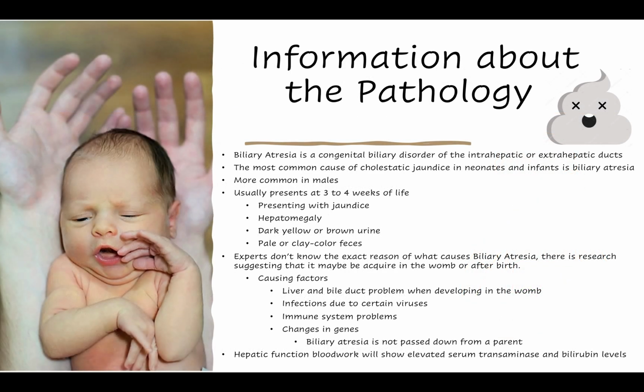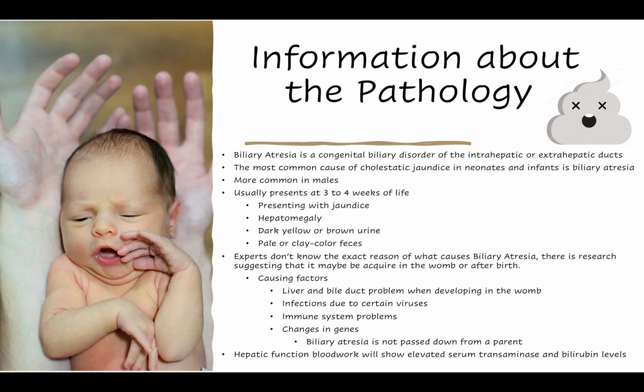Some information about the pathology. Biliary atresia is a congenital biliary disorder of the intrahepatic or extrahepatic ducts. The most common cause of cholestatic jaundice in neonates and infants is biliary atresia. It is more common in males, usually presents at 3 to 4 weeks of life. The baby will present with jaundice, hepatomegaly, dark yellow or brown urine, pale or clay-colored feces.